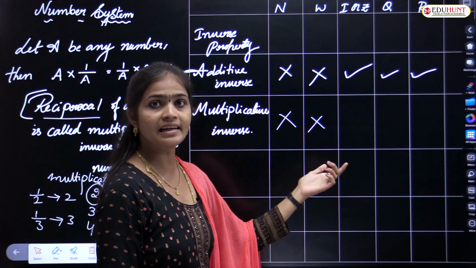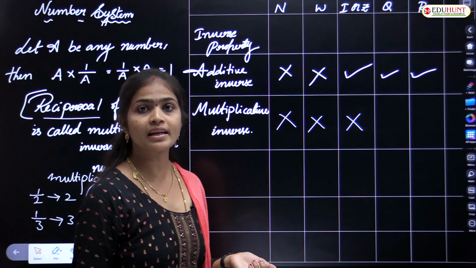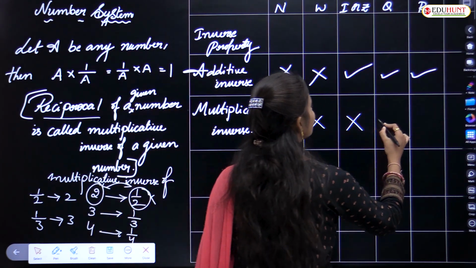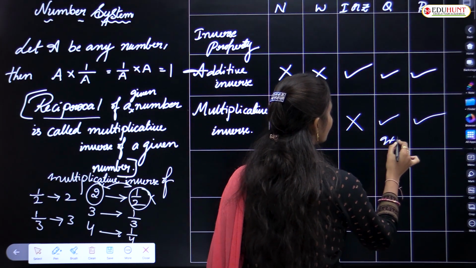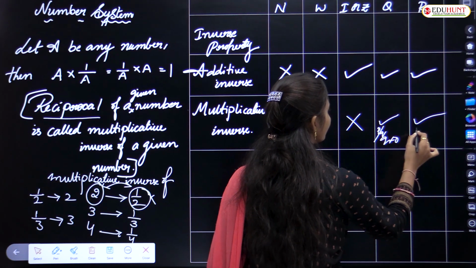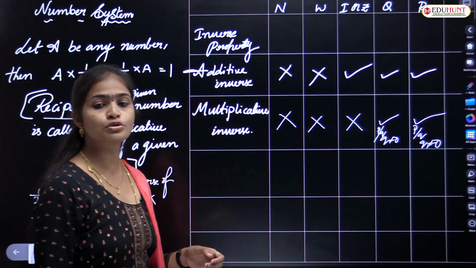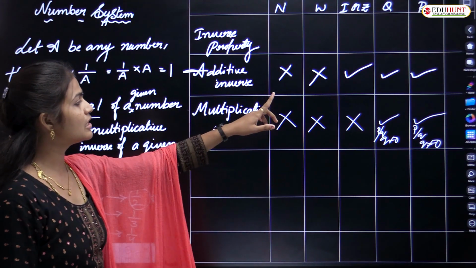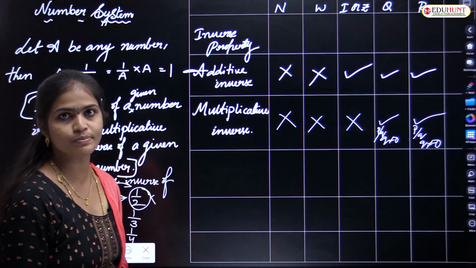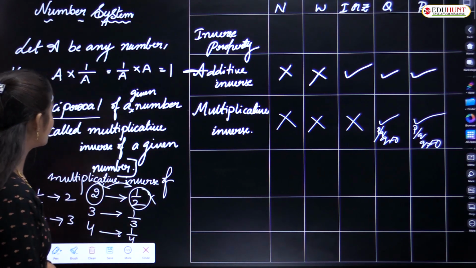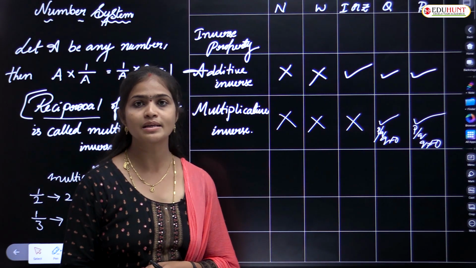Come to integers. Is it satisfied? In integers also we can't see that fraction form. Where can we observe the fraction form? In rational numbers and real numbers, but the condition is that q should not be equal to 0, in p by q form. Under those conditions only, we can say rational numbers and real numbers satisfy the multiplicative inverse. So this is about additive inverse and multiplicative inverse, the inverse property.